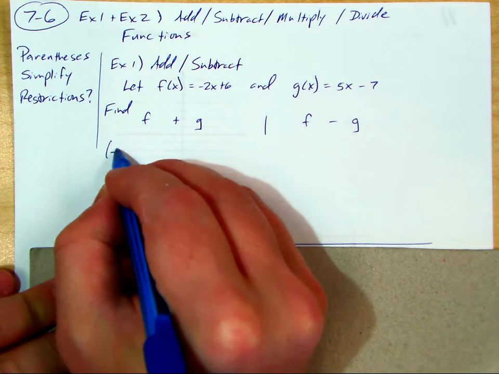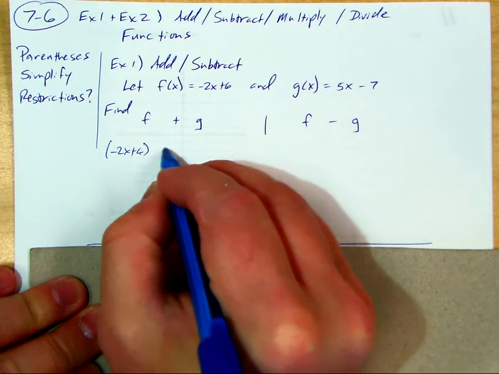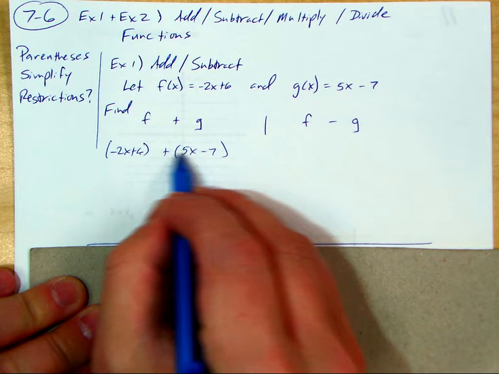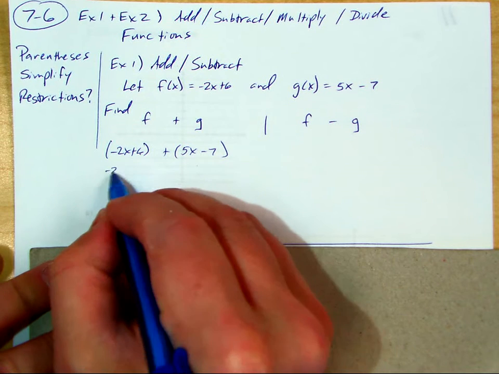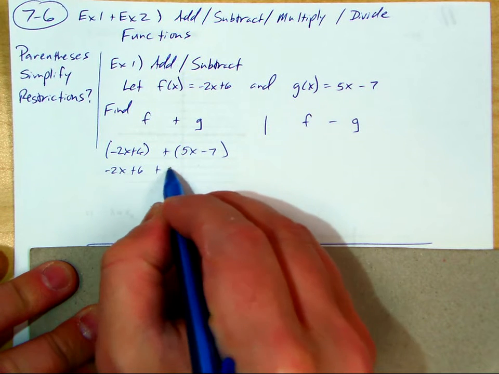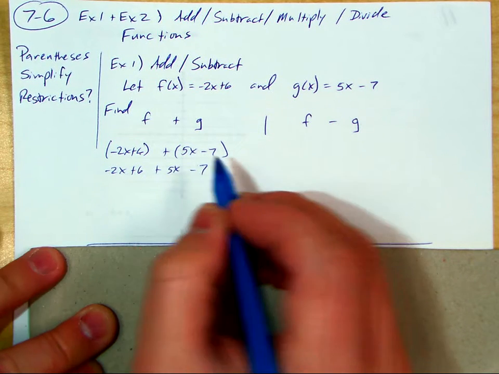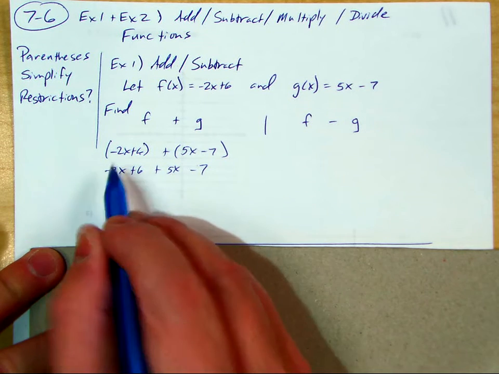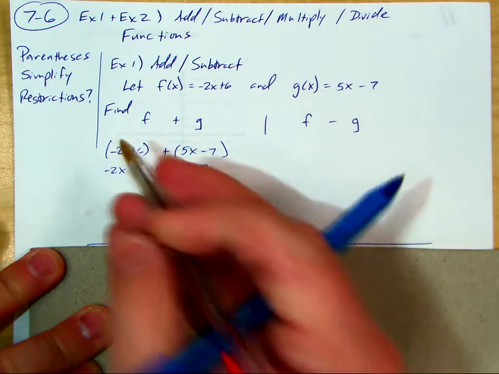So we put in negative 2x plus 6 and then add 5x minus 7. There's nothing to cancel or simplify here, so we can just write it all out again. And on the notes, I changed the order here because of the commutative property, but we can do this on our own with a couple of underlines.